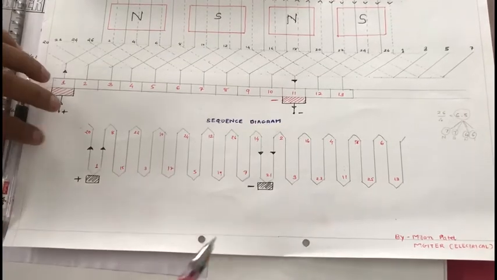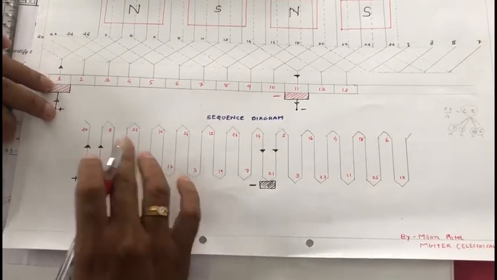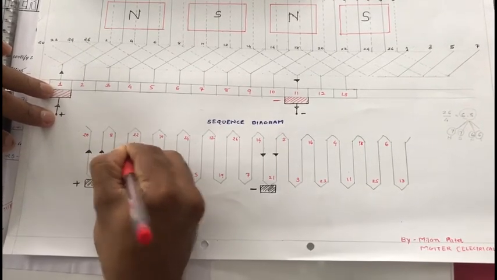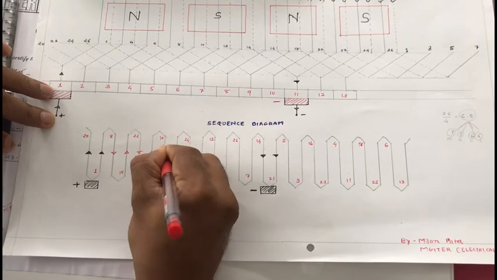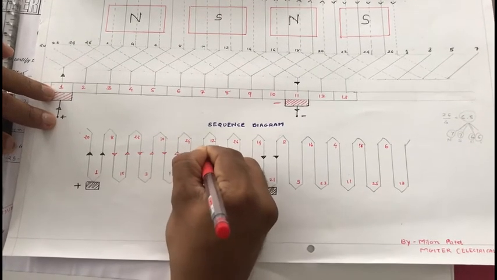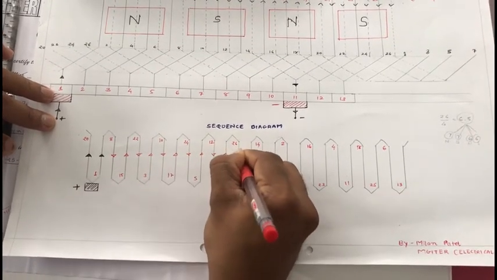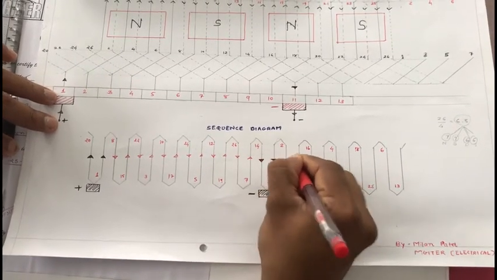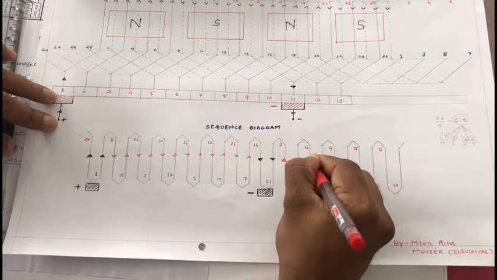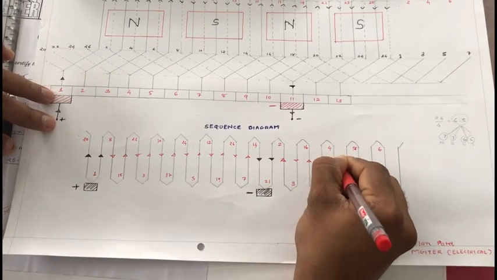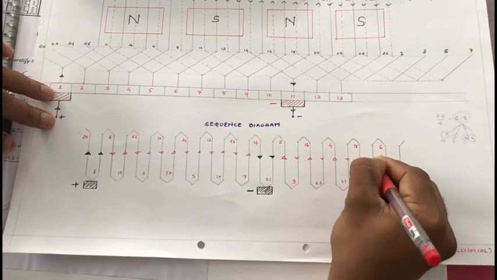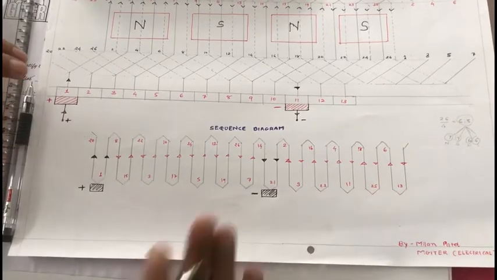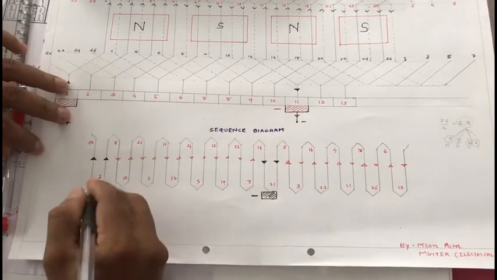Now simply provide alternate current directions. So the current will flow like downward, upward, downward, upward, downward, upward, downward, upward. Okay, so all the current directions are given like this.